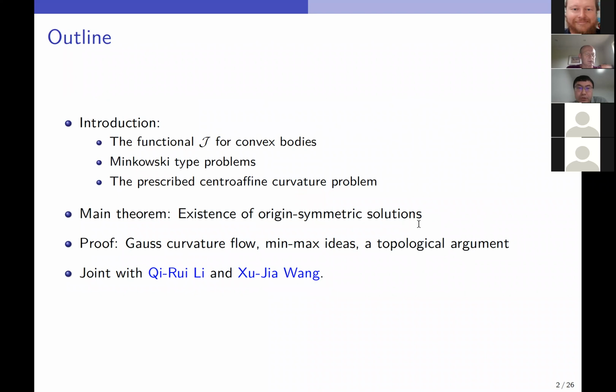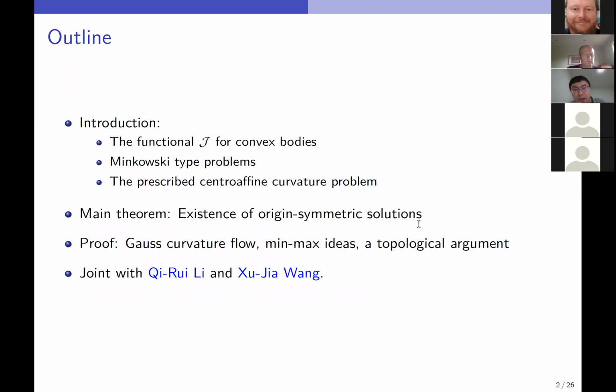First, I'll introduce the main object that we study, which is a functional for convex bodies, and we are interested in finding the critical points of this functional. Next, I'll explain why we study this functional and its critical points. That is our motivation.